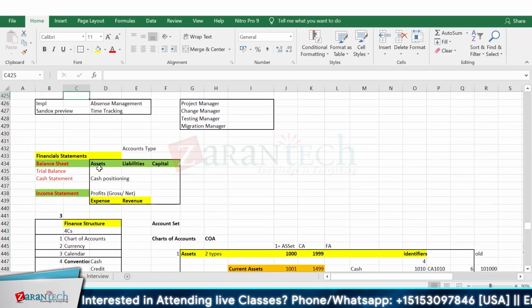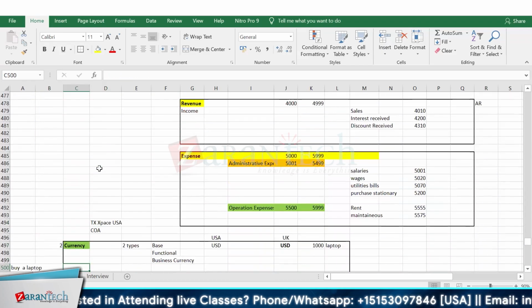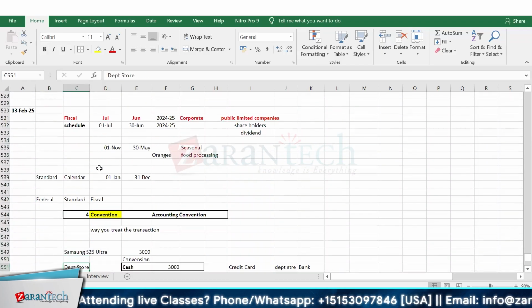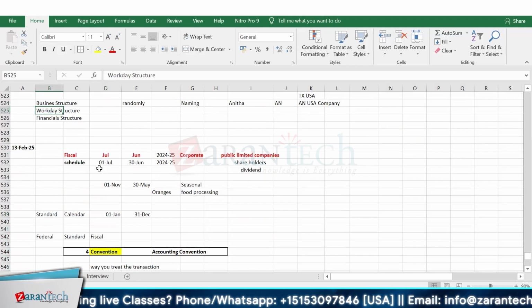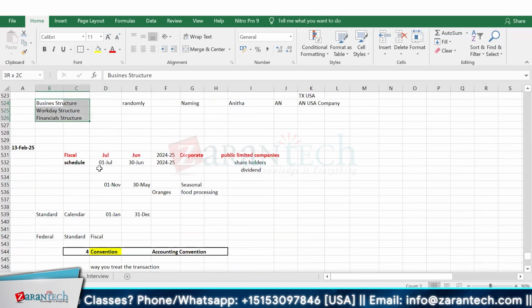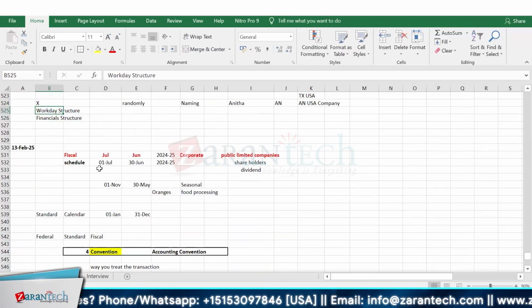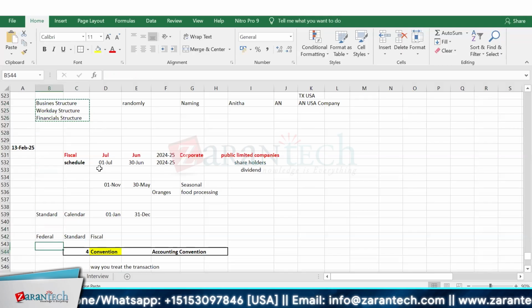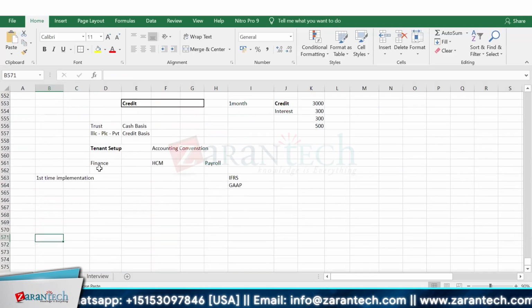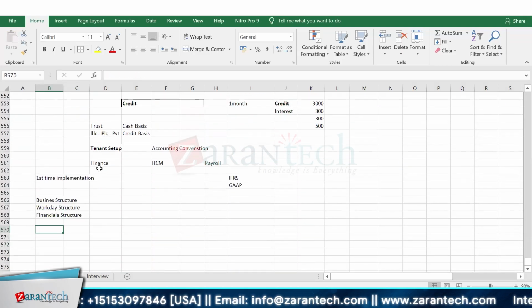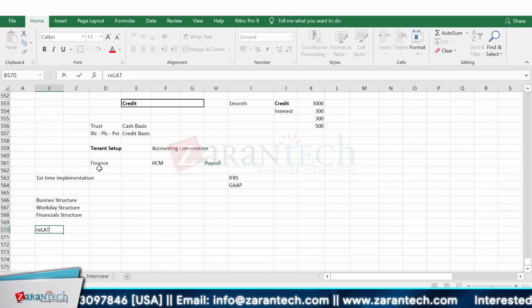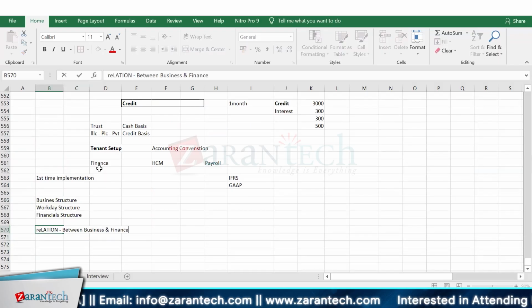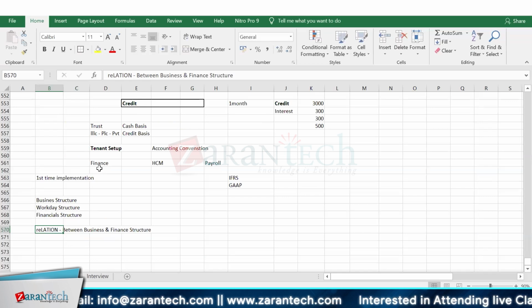And my business structure, if I go back and go down once again, the business structure, Workday structure, and financial structures are ready now. But my business doesn't know what a finance structure is. My business means my company. Now the activity is how I can link or make a relation between the business structure and the finance structure. That is the point. So this is my task.